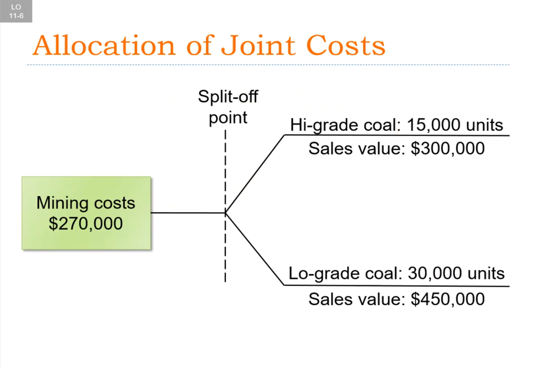Here is a cost flow diagram for the Carlisle Coal Company's Hilltop Mine. The costs include materials, labor, manufacturing overhead. As the coal is mined, two products, high-grade coal and low-grade coal, emerge from the process. We extract 15,000 units or perhaps tons of high-grade coal with a sales value at that split-off point of $300,000. At the same time, we extract 30,000 units or tons of low-grade coal with a sales value of $450,000.